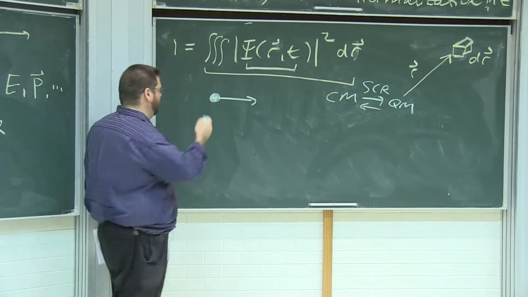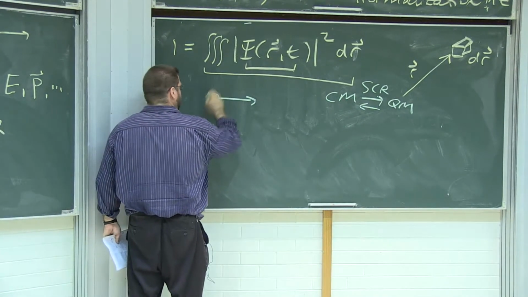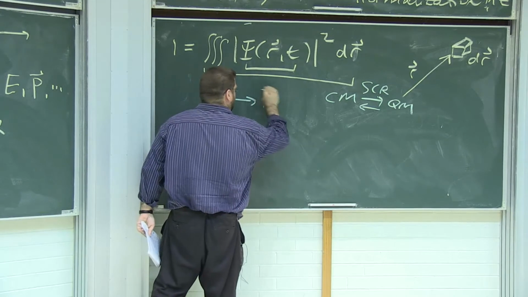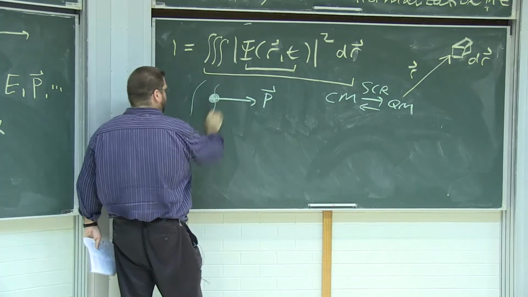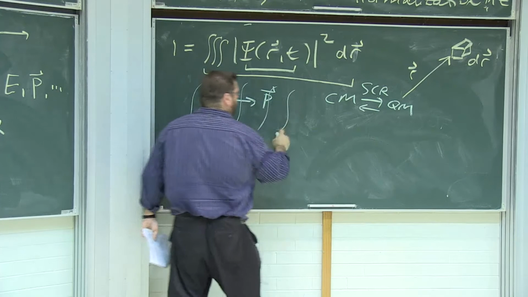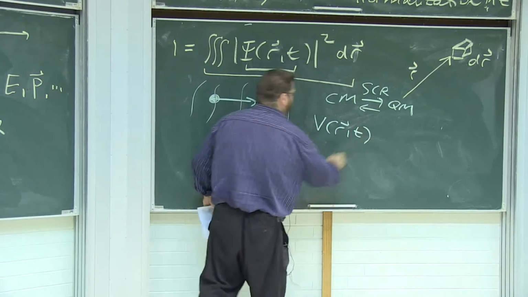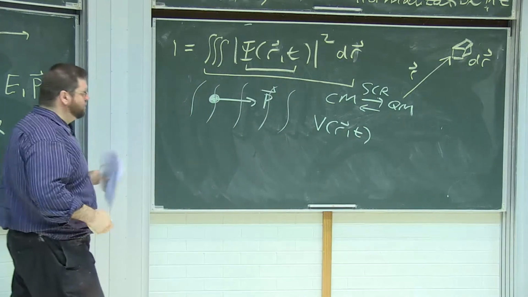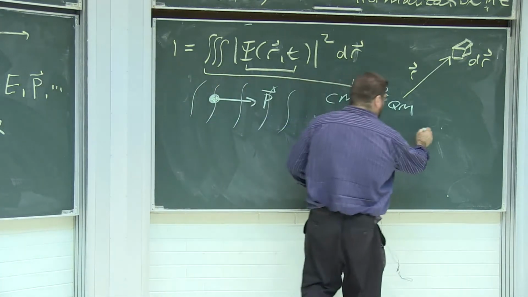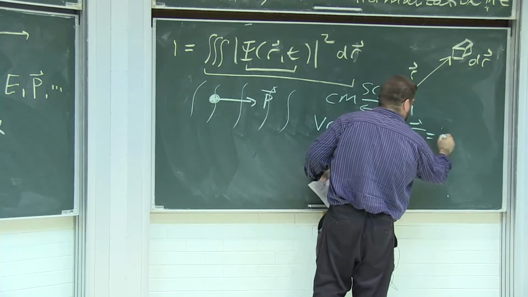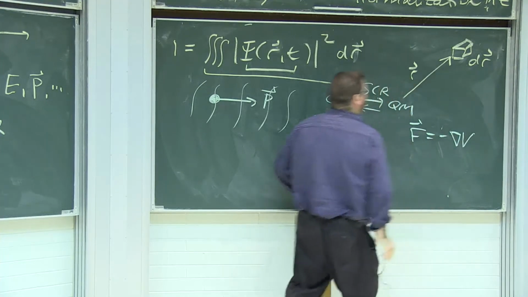So classical mechanics, in what sense? Well, here's a billiard ball with momentum p, and space is filled with some scalar potential V, which is a function of position and time in general. And that background scalar potential can exert a force on the particle, which, as you know, is minus the gradient of the scalar potential.